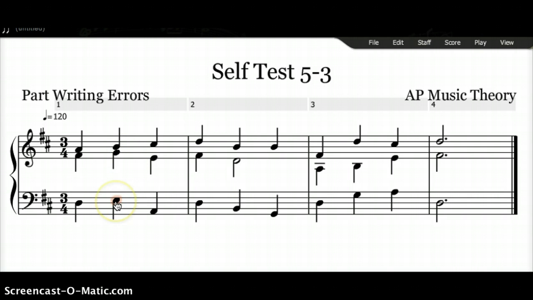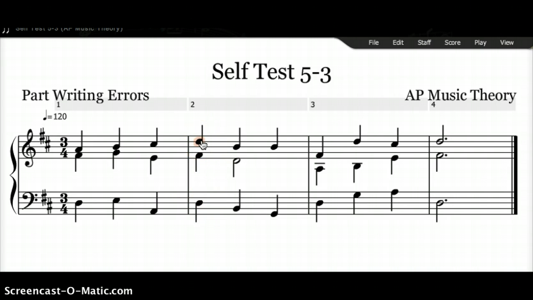Let's keep going. Check the alto, E to G, that's fine. Next chord, alto to bass, A to E, that's a fifth, A, C, E. What does it move to? D, F, which is a third, so that's fine. Check the soprano, A, C, no worries. Next chord, D to F is nothing I need to worry about.